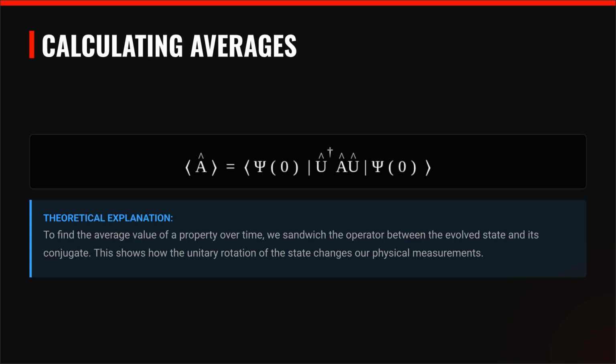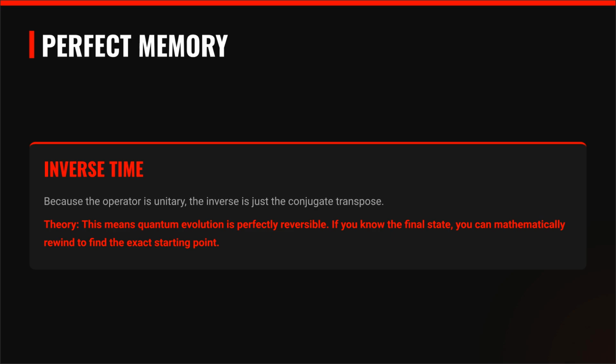To calculate averages, we sandwich the operator between the evolved state and its conjugate. This calculation shows how the unitary rotation of the state influences our physical measurements. The operator is unitary, meaning the inverse time evolution is just the conjugate transpose. This perfect memory implies quantum evolution is reversible. The starting point can always be mathematically retrieved.